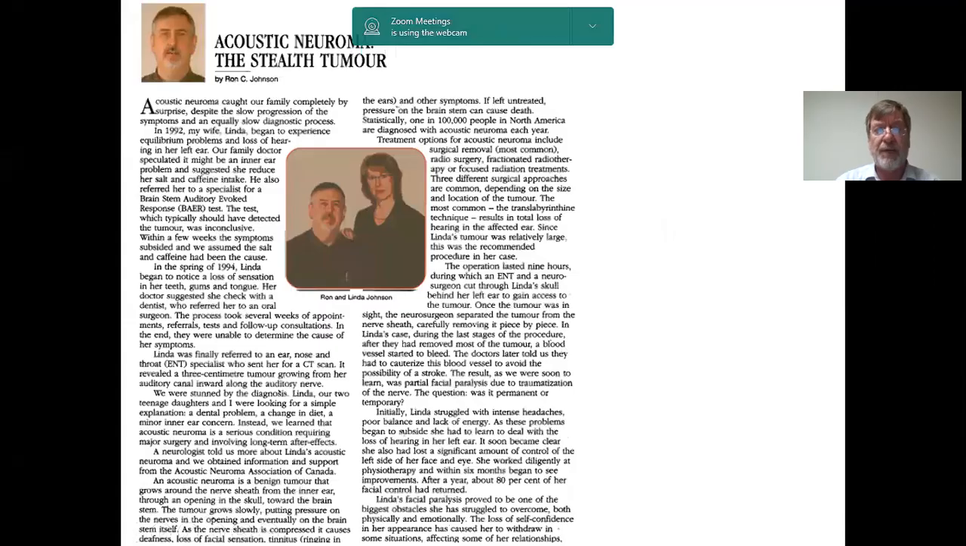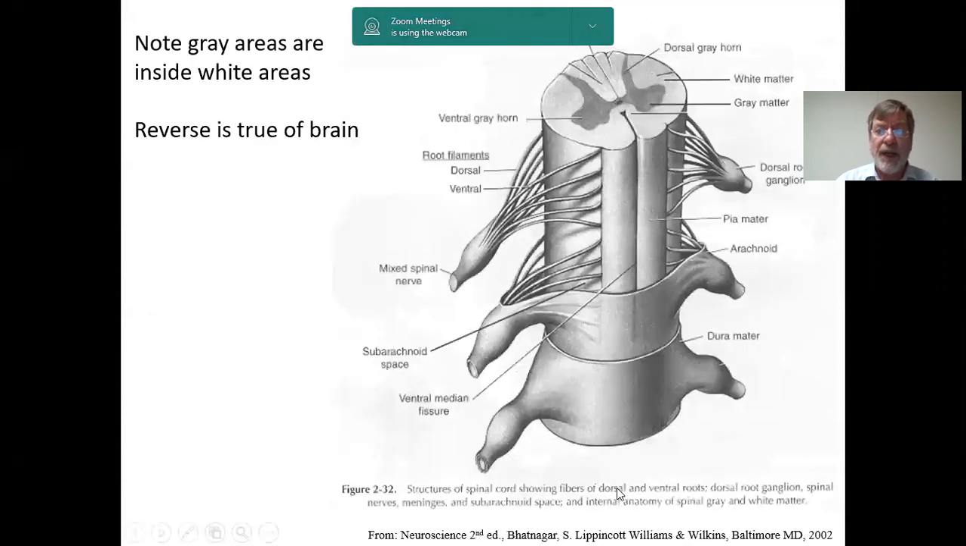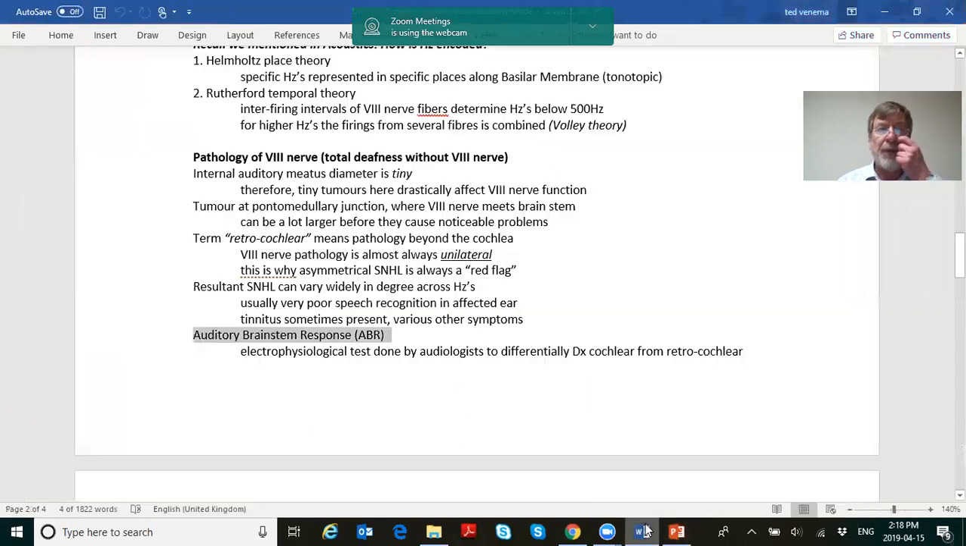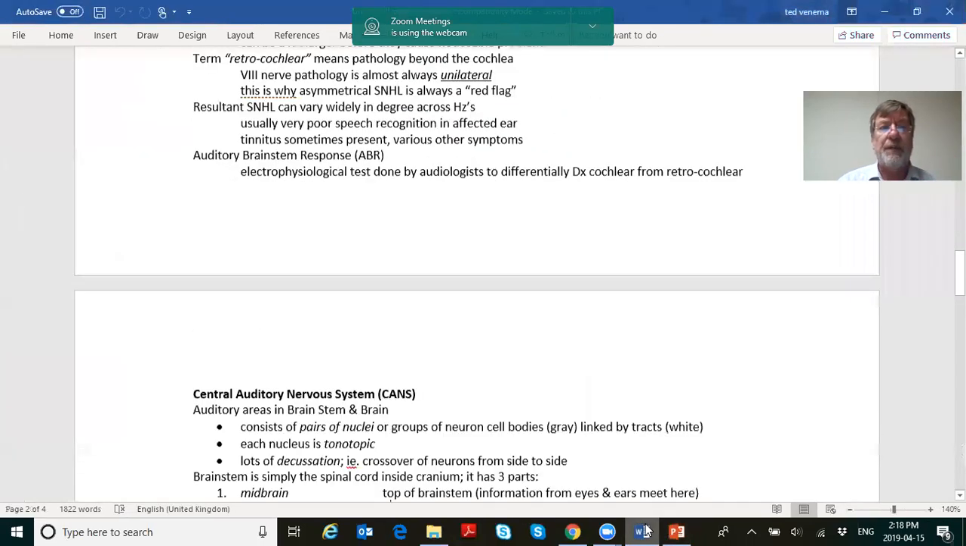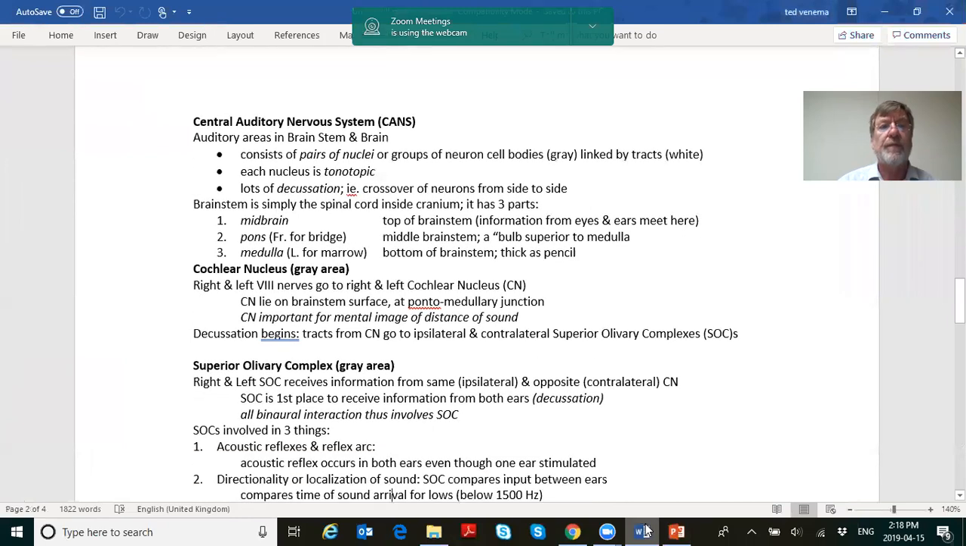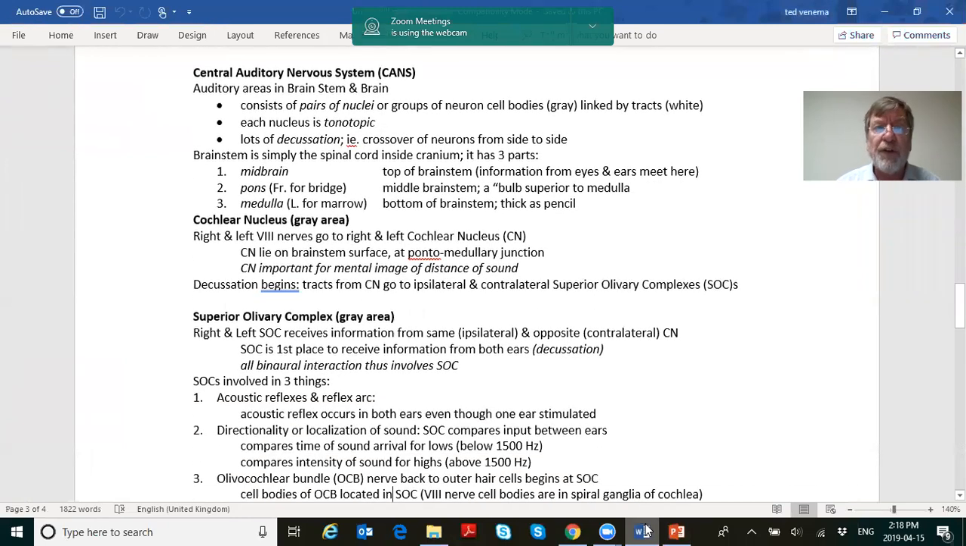I showed you that picture last week, and we read a bit about it. So now we need to look more carefully at our notes and carry on from the top of page 3, where we are looking at the central auditory nervous system. We are now leaving the eighth nerve and moving on to the brain stem.